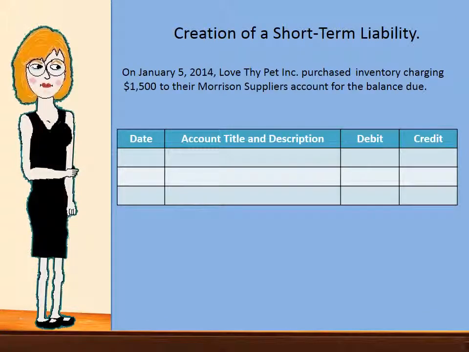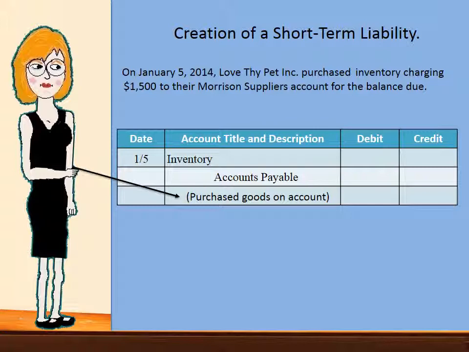Now, let's look at some liability transactions. Here is the creation of a short-term liability. We will start with the date, which is January 5th. We will put 1/5 in our date column. We purchased inventory, which is an asset. We will debit that to increase the inventory. And then we're charging, so we will use the accounts payable account, and that also will increase, but we credit that account to increase it.